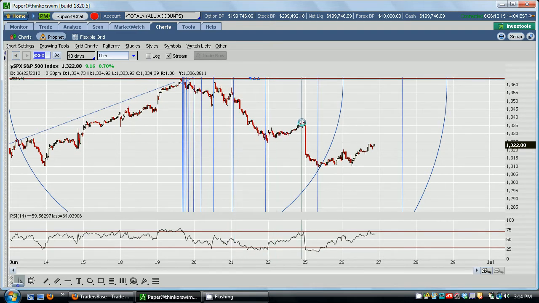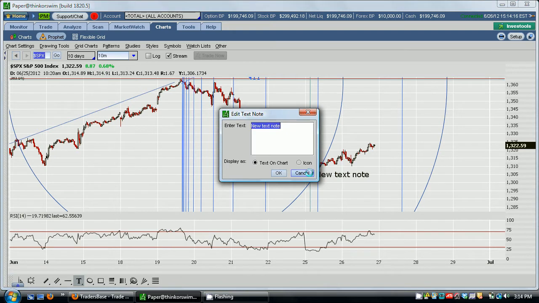Four took us right up to here, which is where we made our call that we were going to have one more down wave. And then we had five right here. So we have a 5-wave sequence from the top to the bottom. So 5 waves, and now we correct.